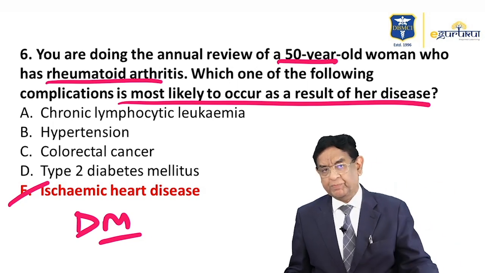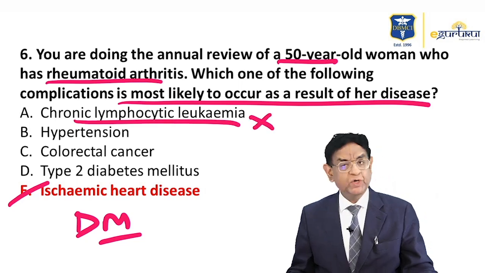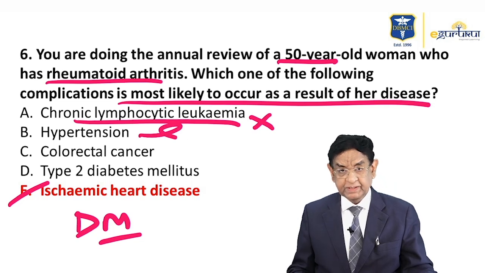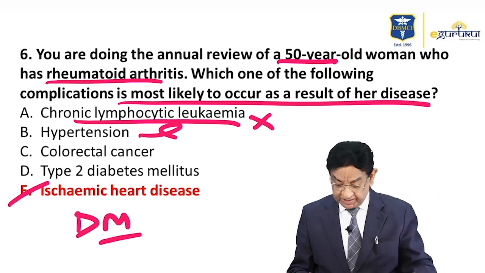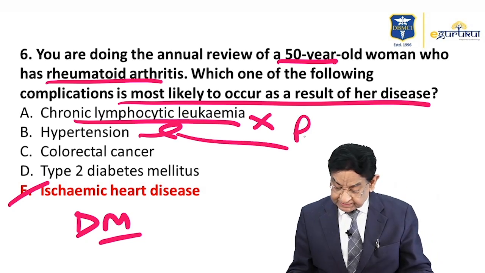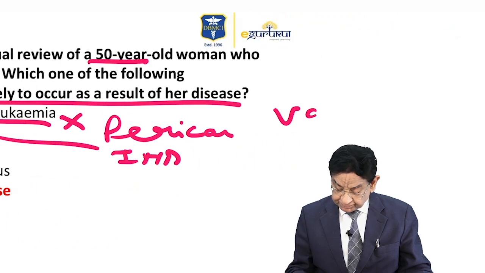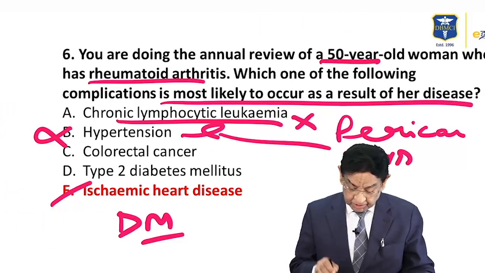Let's look into the other options. Does RA lead to CLL? No way, it's not a cause. Hypertension? No. RA can lead to pericarditis, it can lead to ischemic heart disease, it can lead to valvular lesion. But definitely it is not a cause of hypertension, rule out.